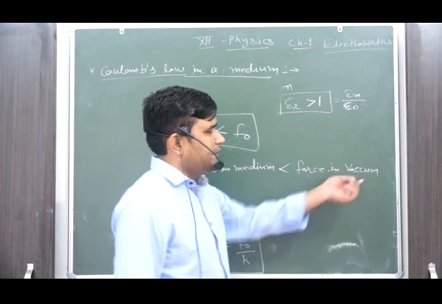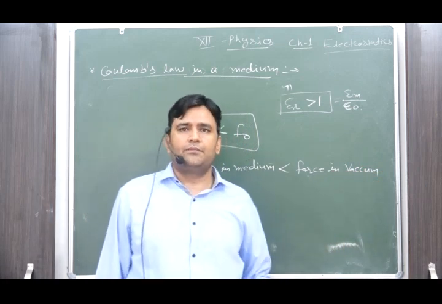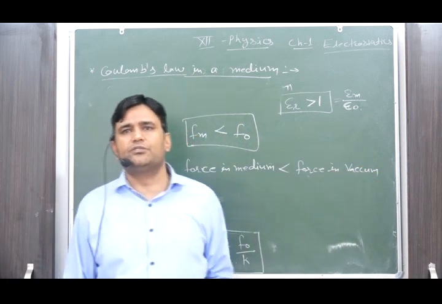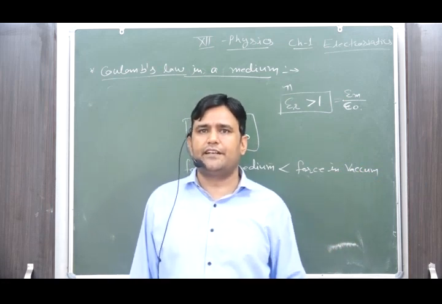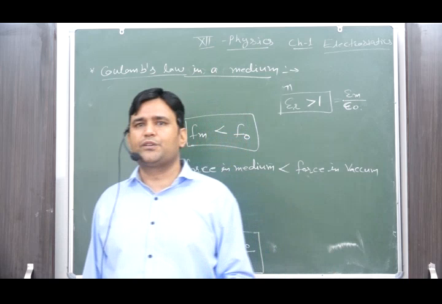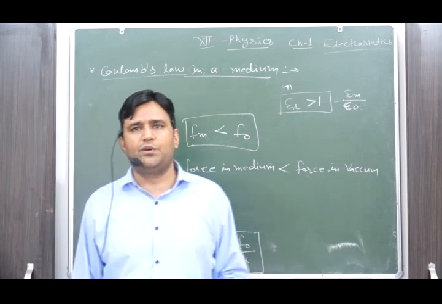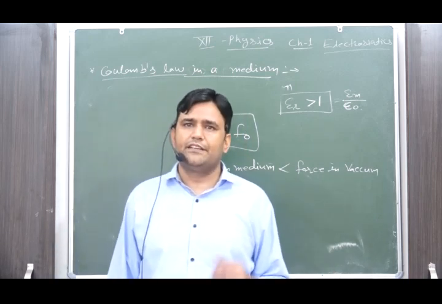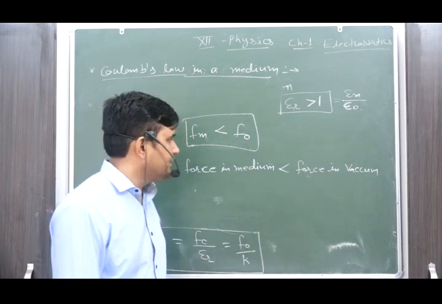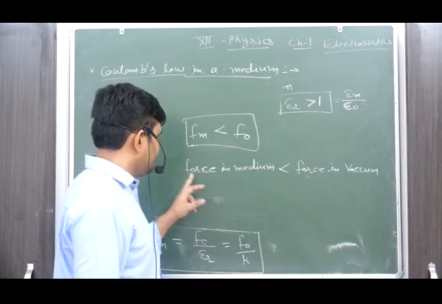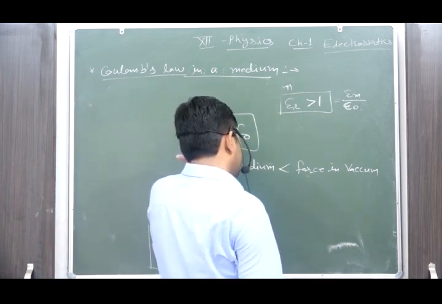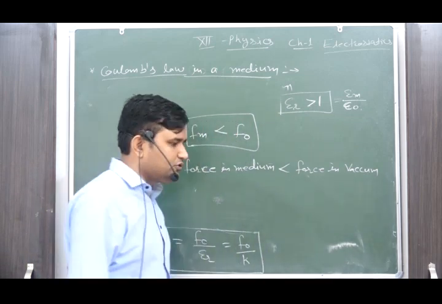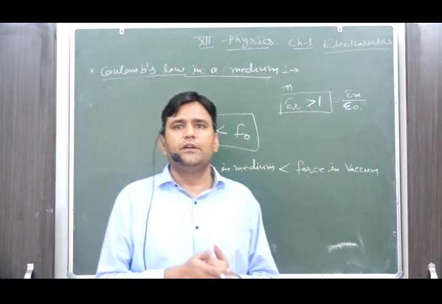Don't be confused between free space and vacuum. The dielectric constant of free space is 1.006 and the dielectric constant of vacuum is 1. In numerical formulations, both are equated. That's why we conclude that the force in the medium is less than the force in vacuum. This is the basics of Coulomb's law.